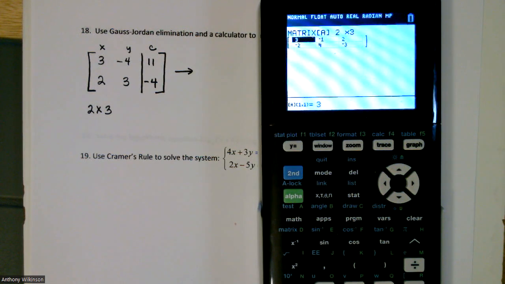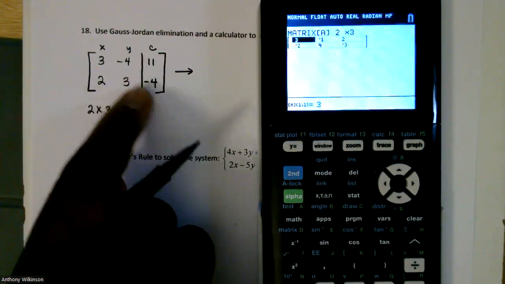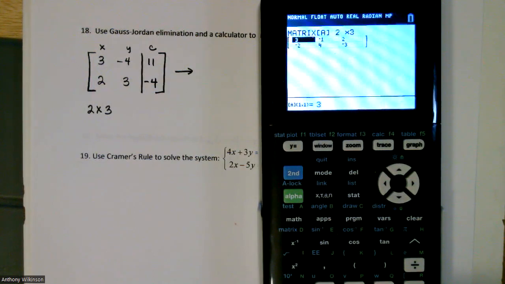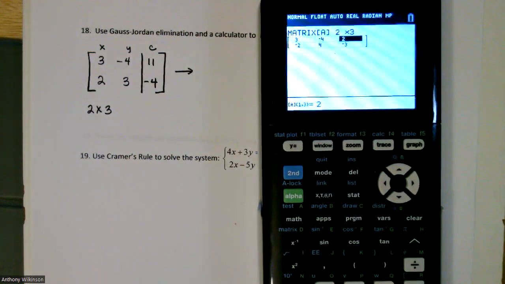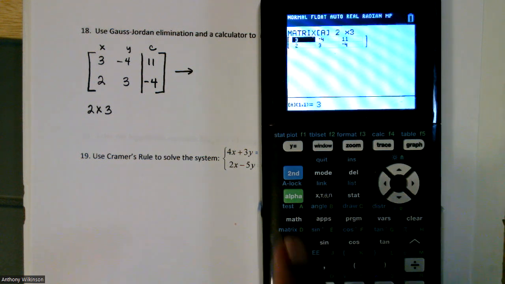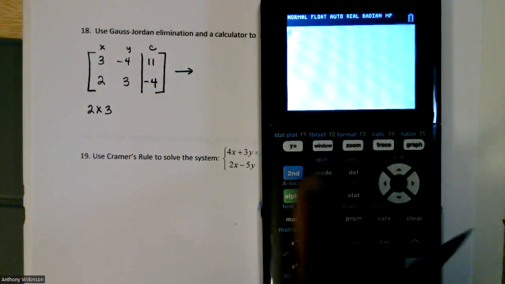Now I'm going to enter each element row by row, starting with the first row, which is going to be 3, -4, and 11. So I'm going to type in 3 and then enter, -4, enter, 11, and then enter. It'll take you to the next row. We're going to enter the next row of numbers. In this case, you're going to type in 2, enter, 3, enter, and finally -4, enter. You want to make sure that you press enter after each element, including the one in the last row and the last column. All right, so to get out of this, I'm going to do second and mode to quit.